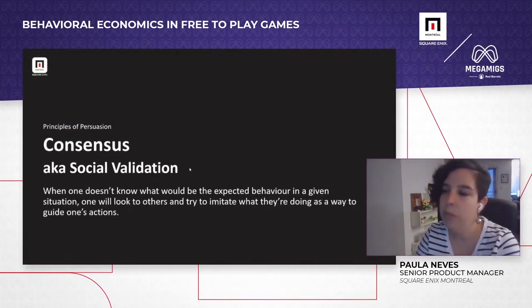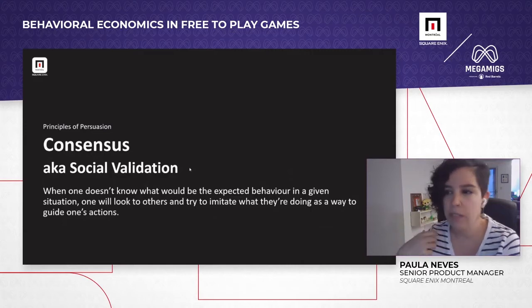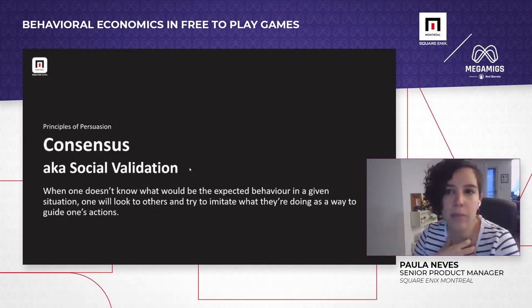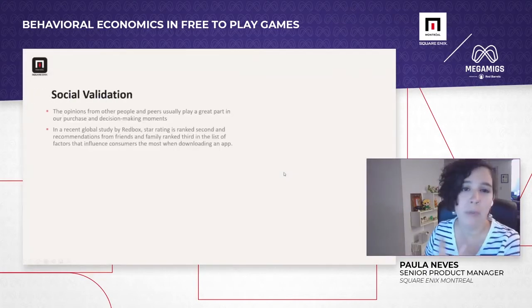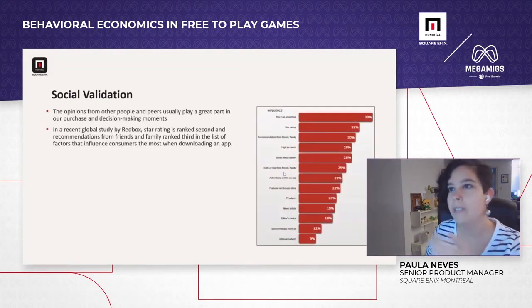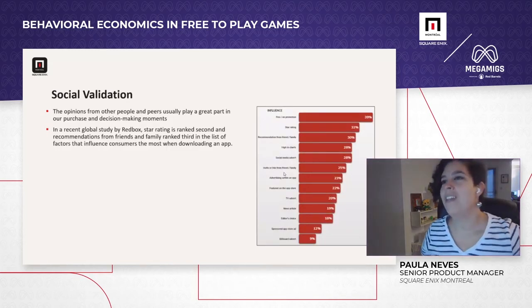And last, out of the principles of persuasion, we have consensus that I've been calling social validation. So it's when we don't know what an expected behavior would be in a given situation, we look to others to imitate what they're doing and to guide our actions, right? Let's see what everyone is doing. Because if everyone's doing something, it's probably good, right? Not always, but that's the way we think as humans.